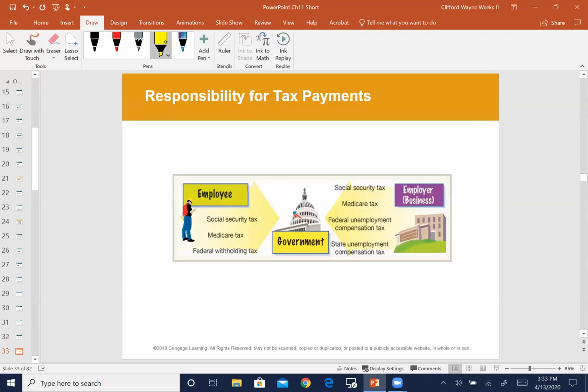And so here's a good visual. And I'm pretty sure there's a multiple choice question that asks who pays what. The employee pays Social Security, they pay Medicare, and then the employee's federal withholding. As far as the employer, they match the Social Security and Medicare, but then they also pay the FUTA and the SUTA unemployment tax.